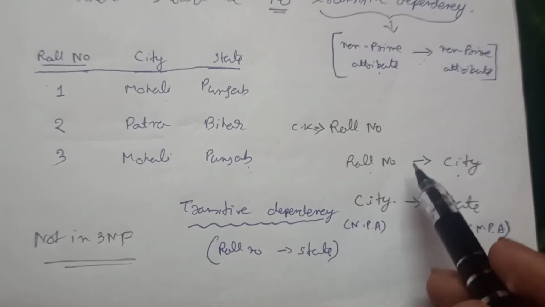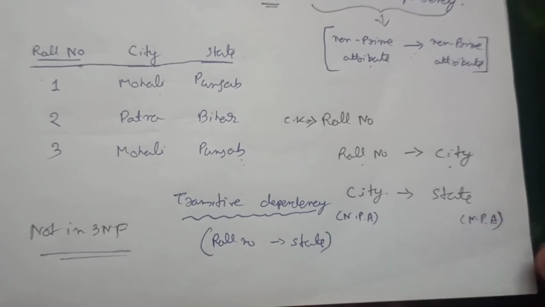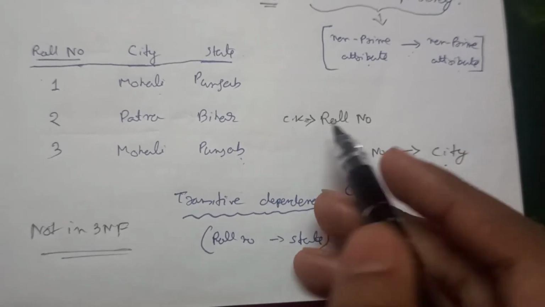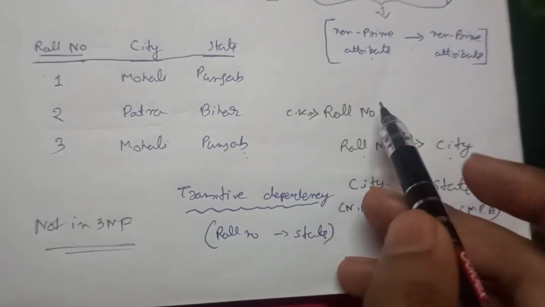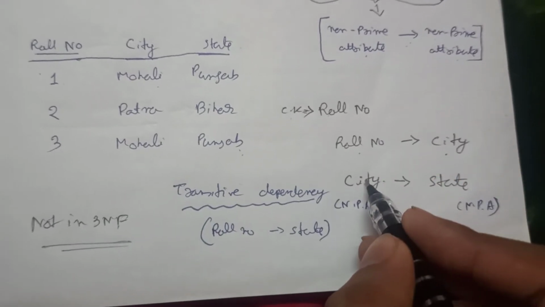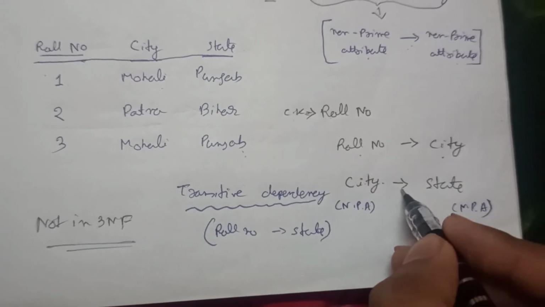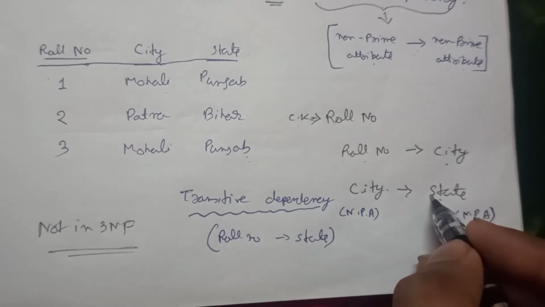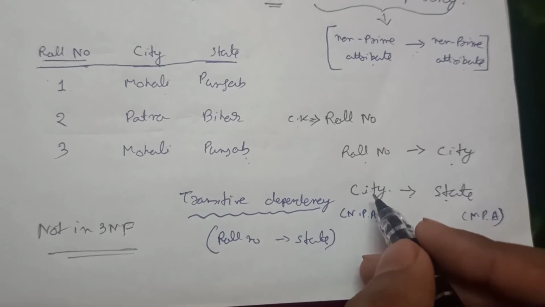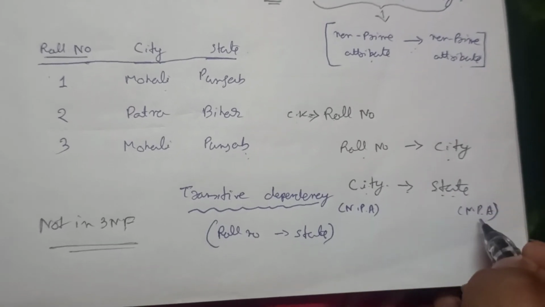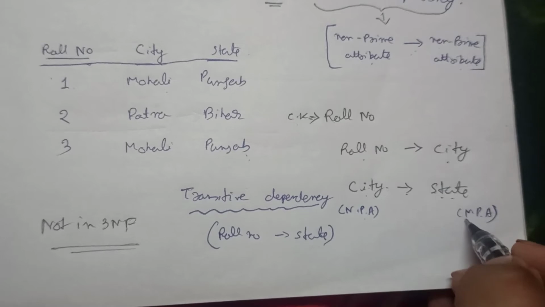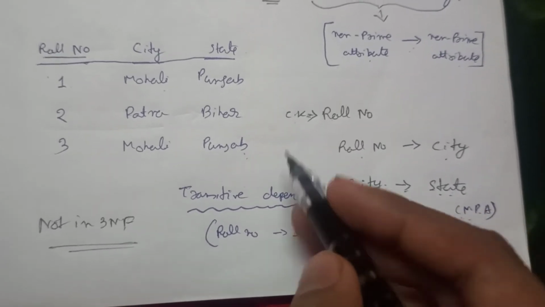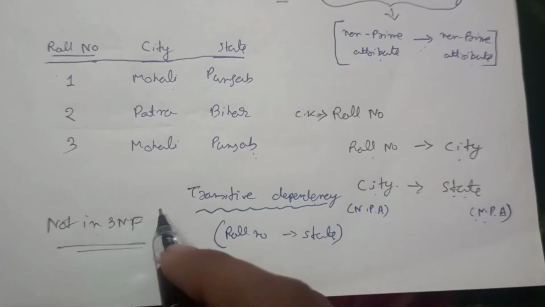Let's check if it is in 3NF or not. The candidate key is roll number, so the prime attribute is roll number, and the non-prime attributes are city and state. For the functional dependency city defining state, this is a transitive dependency. How can we know that? Because city is a non-prime attribute and state is also a non-prime attribute, so a non-prime attribute is defining another non-prime attribute. So city defining state is a transitive dependency, and this whole table is not in third normal form or 3NF.